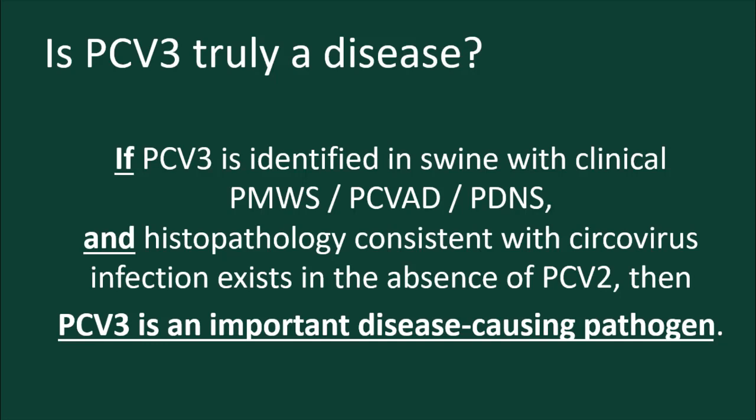I've presented this slide multiple times, and I will continue to present it because we keep asking this question: is PCV3 truly a disease? I believe that if PCV3 is identified in swine with clinical post-weaning multisystemic wasting, PCVAD-like disease, or PDNS-like disease, and the histopathology is consistent with circovirus infection, but you have an absence of PCV2, then PCV3 is a pathogen in that case.